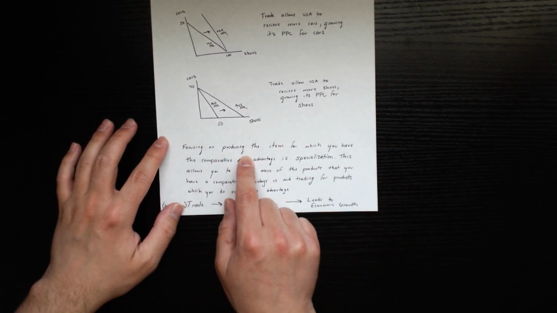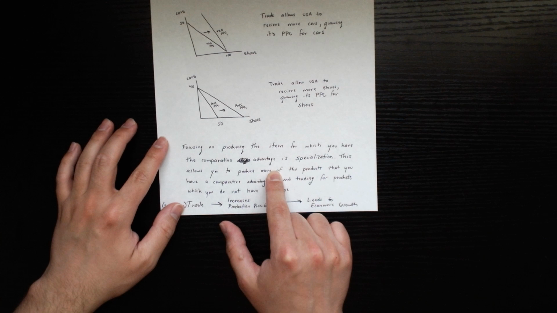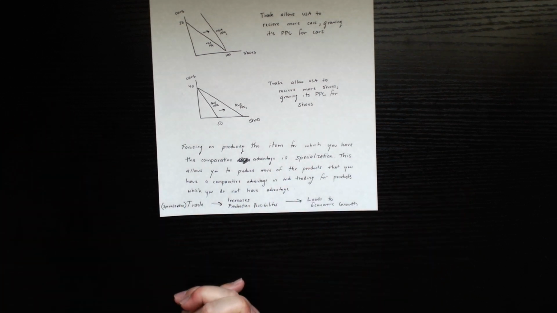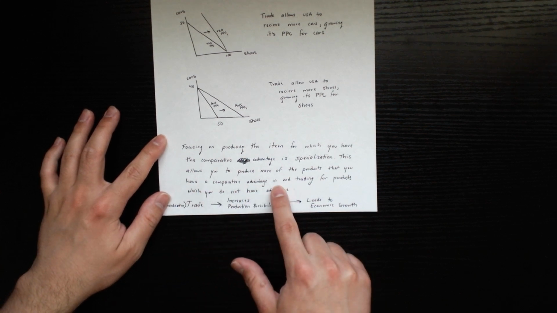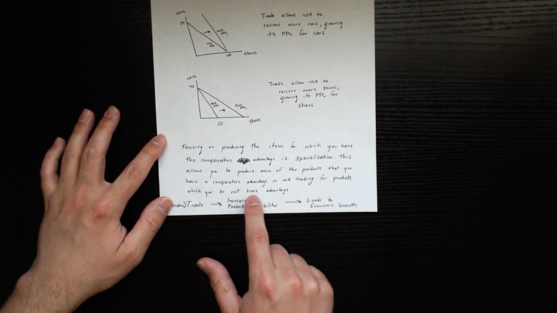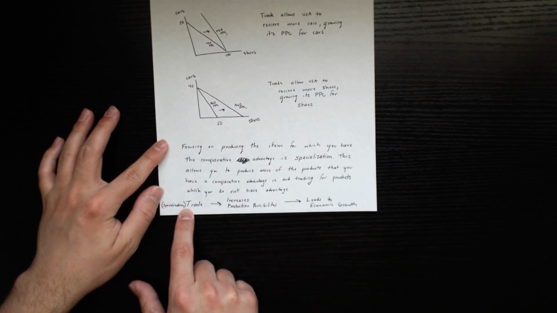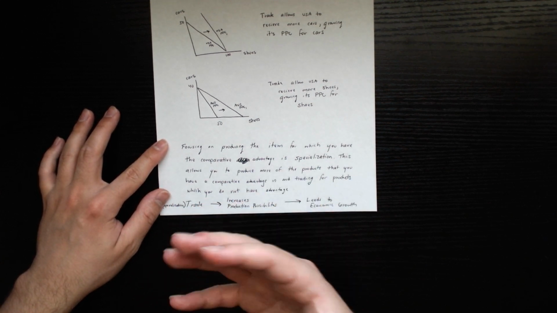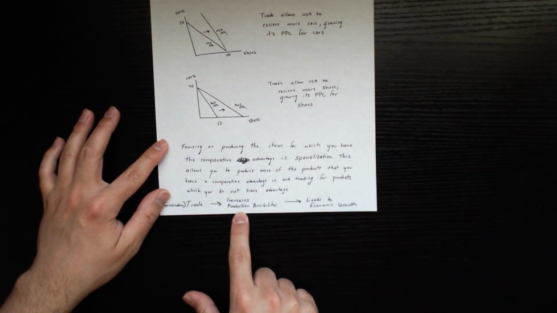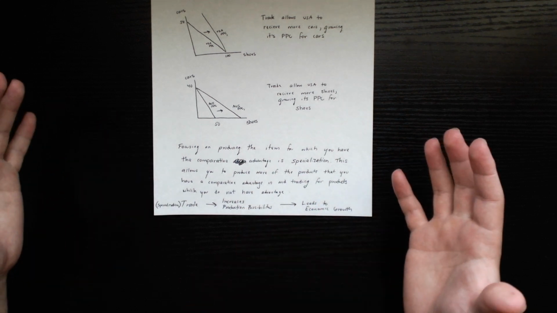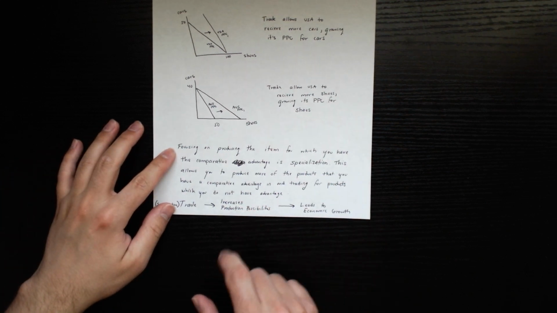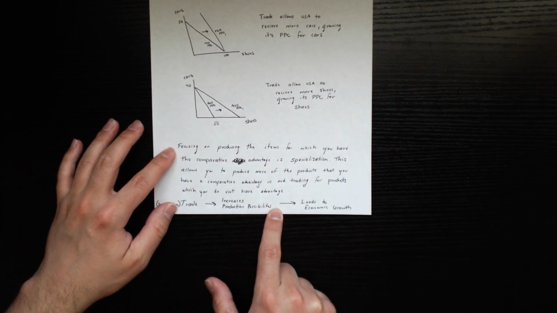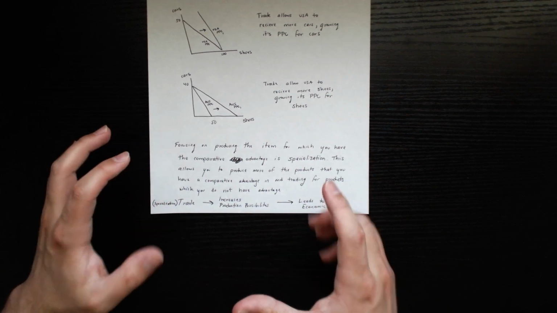So, focusing on producing the item for which you have the comparative advantage is called specialization. You're just focusing on that one item since you have the lowest per unit opportunity cost for it. This allows you to produce more of the products that you have the comparative advantage in and trade for the products which you do not have the comparative advantage in. So specialization and trade allow you to get more stuff because now you're getting it at a lower cost from somebody else. That increases your production possibilities because people are trading and specializing in what they're good at making. They can produce more, so increase in production possibilities. And since you're able to produce more, this is going to lead to more economic growth in the future.